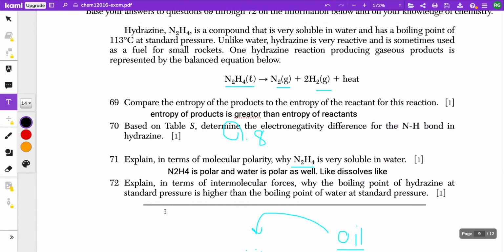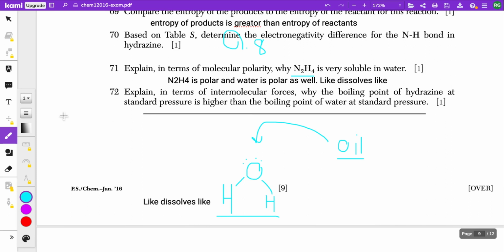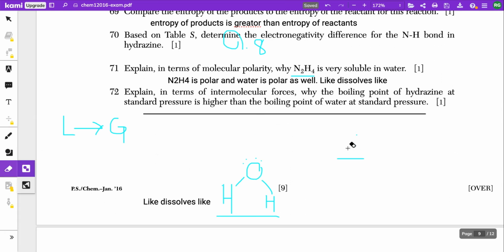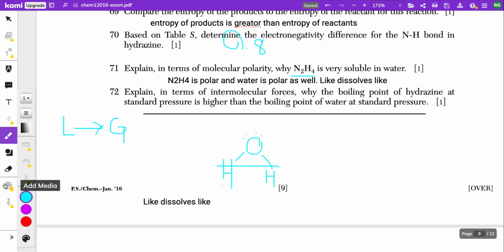Okay, all you have to say is, think about it. If you're trying to go from a liquid to a gas, what you're essentially doing is breaking intermolecular forces. Let's say we have another water molecule. I think I explained this in my heating curve video. But basically, when you're going from a liquid to a gas, you're breaking intermolecular forces between the molecules. You're completely breaking them.